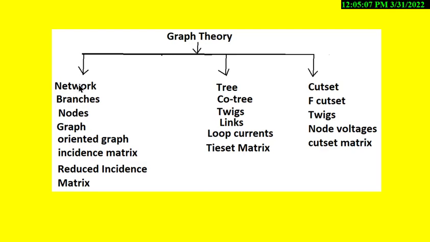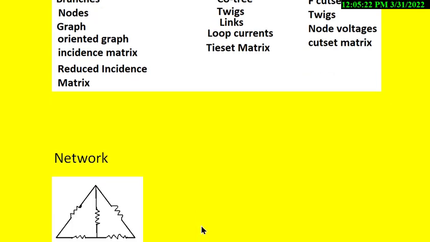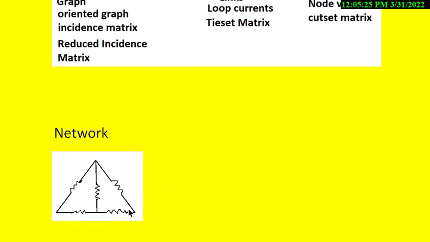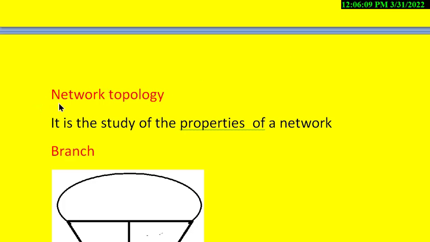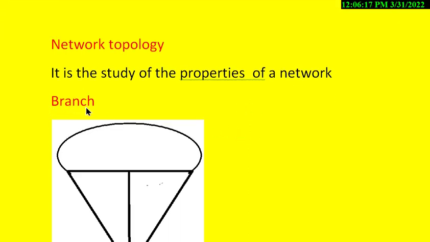Network means a circuit consisting of several passive elements and active elements. This is the circuit where we have the passive elements, all resistors connected like this. There is a term called network topology. It is nothing but the study of the properties of a network. Branch means, in the network, if the elements are replaced by a line like this, then we call that a branch.